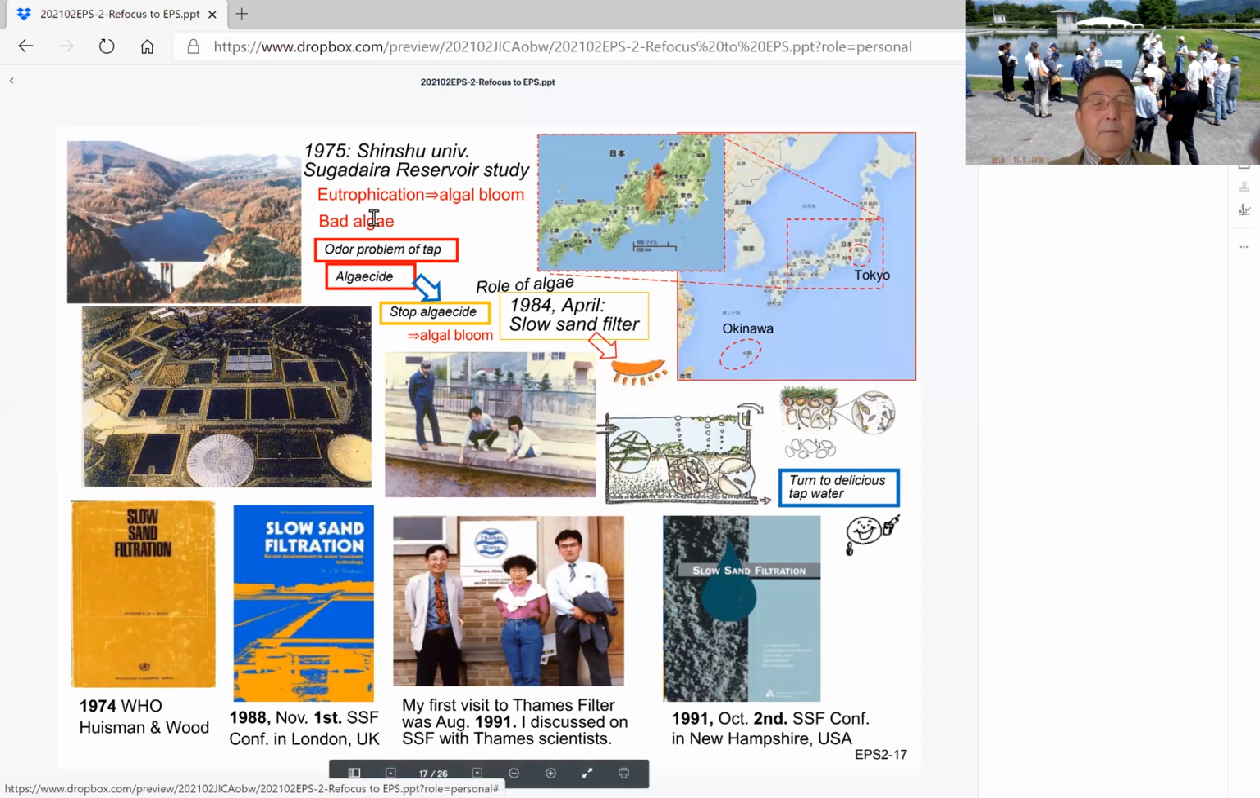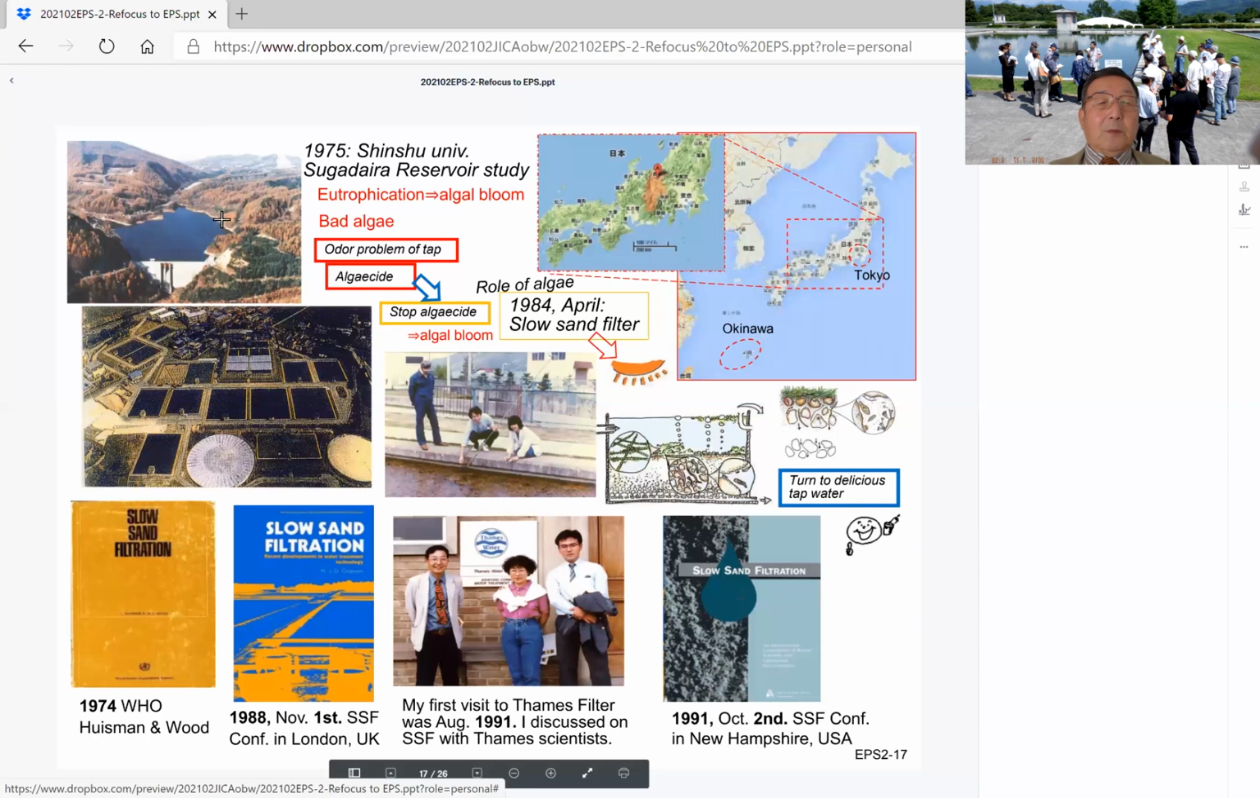And this is my city. So this is my city. Weather is around here. I started to work in 1974, since university.